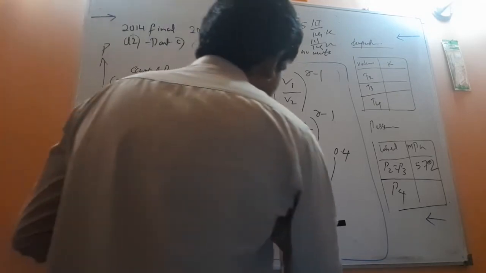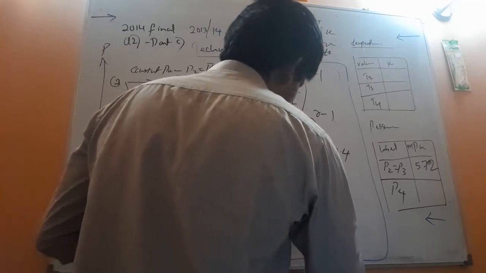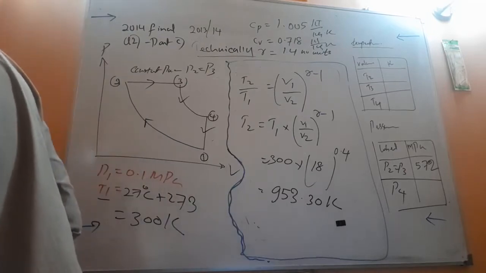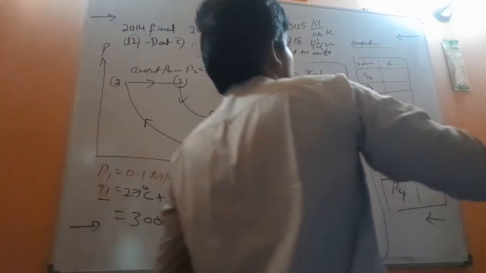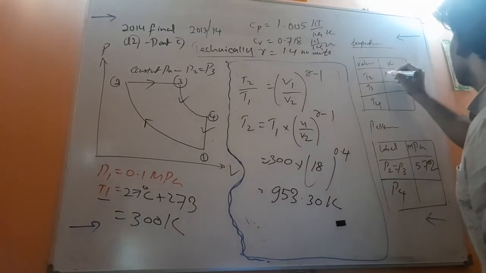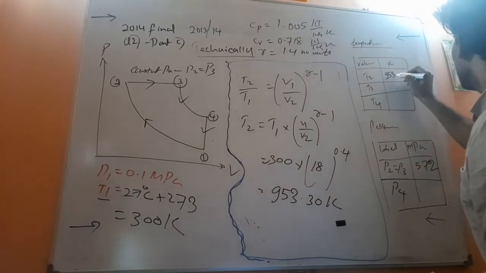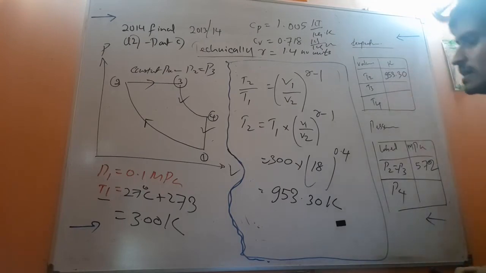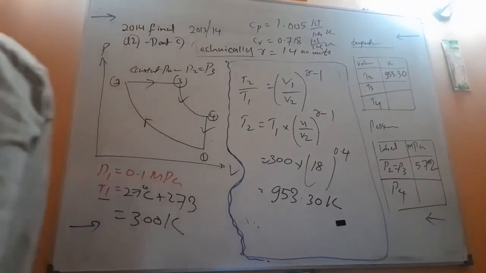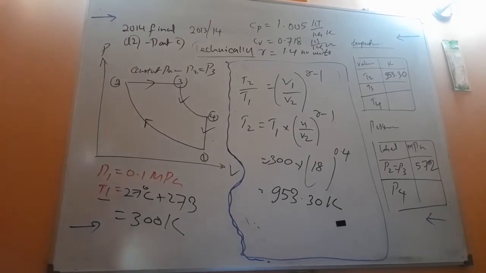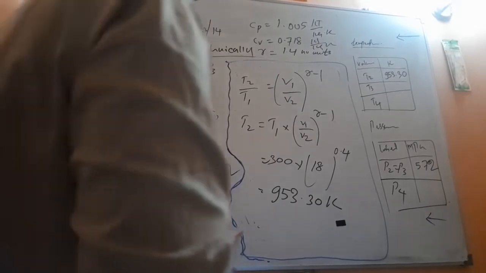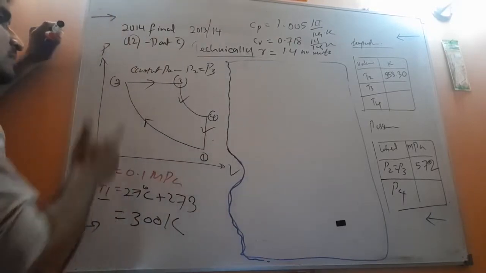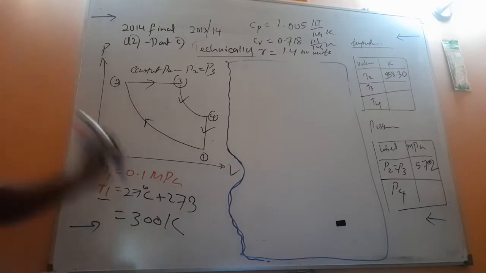953.30. 953.30, but the value is in kelvins. Check it. Yes. So T2 temperature, now you know, is 953.30 in kelvins. Okay, right? Yeah, no problem. Right, so that is also done. Now we need to find T3, T4 and P4. Right. Okay, let's see how to do that.